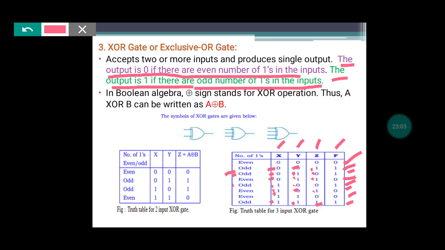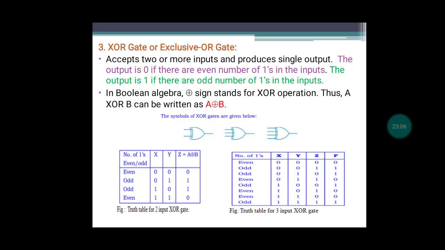Okay, so hope you are getting it. What is this XOR gate? This is also one of the derived gates. Full form is exclusive OR gate. This gate also accepts 2 or more input signals and always produces only one output signal. What is the behavior of this gate? The output is 0 if there are an even number of ones in the inputs, and the output is 1 if there are an odd number of ones in the inputs. This is the third derived gate we saw.